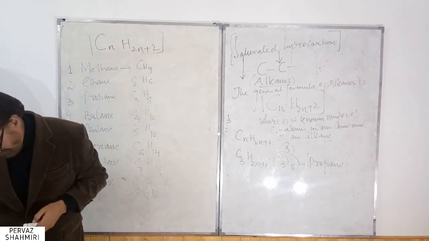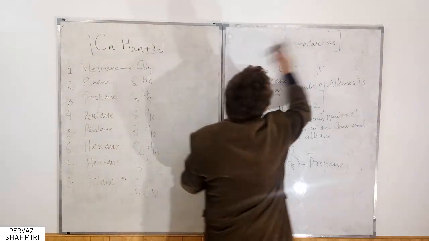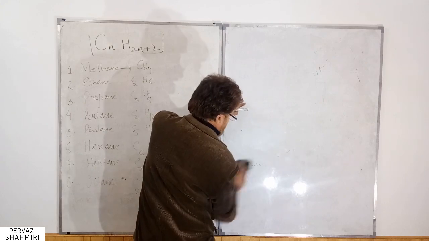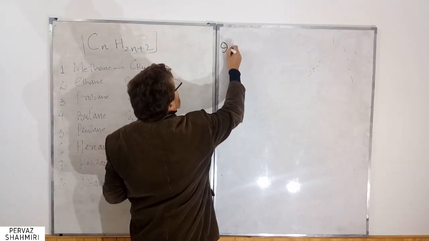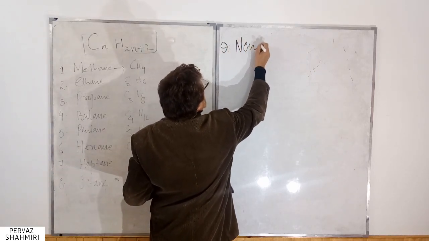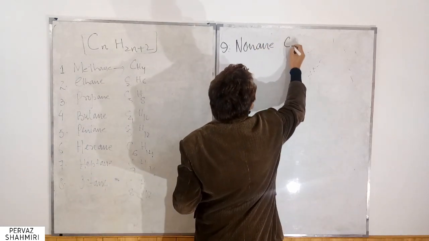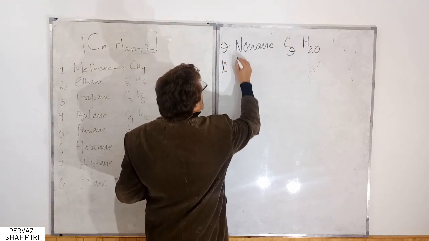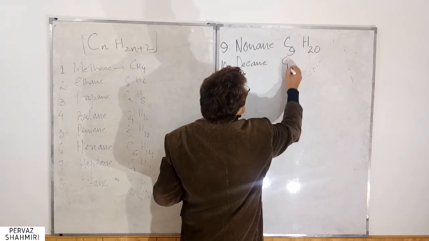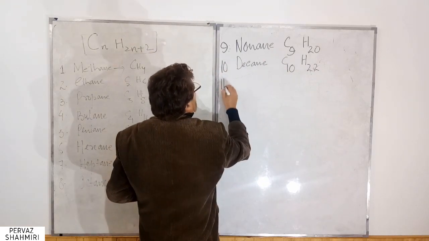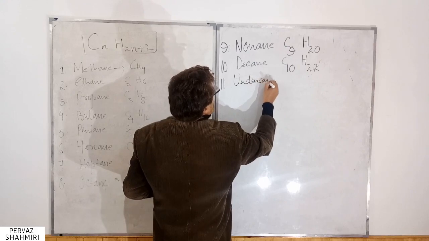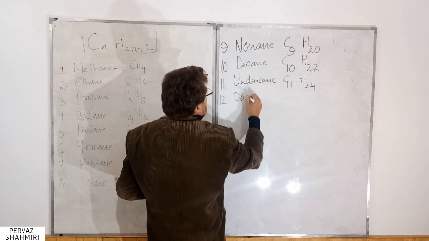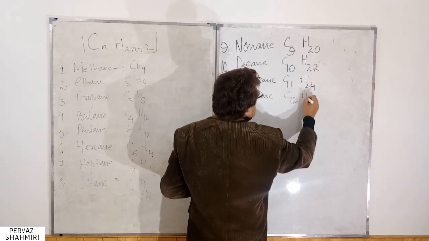And the ninth one is nonane. Formula C9H20. And the 10th one is decane, C10H22. 11, undecane, C11H24. Dodecane, C12H26.